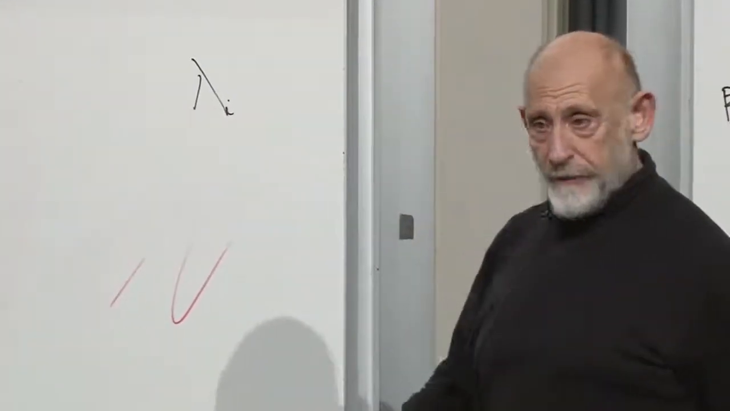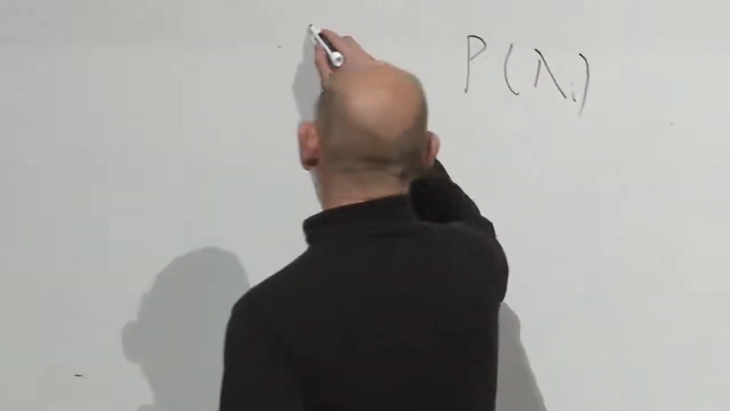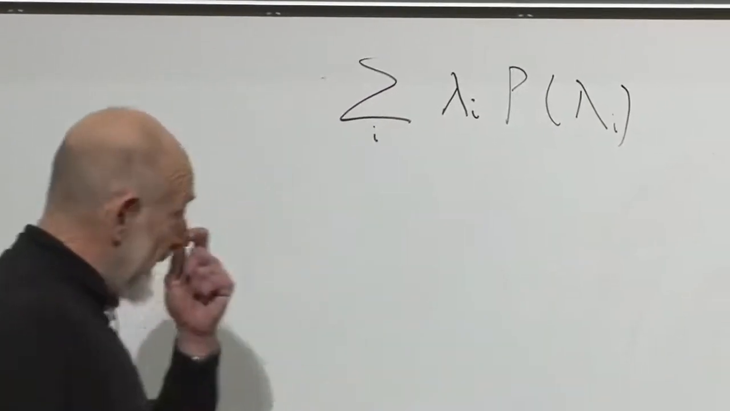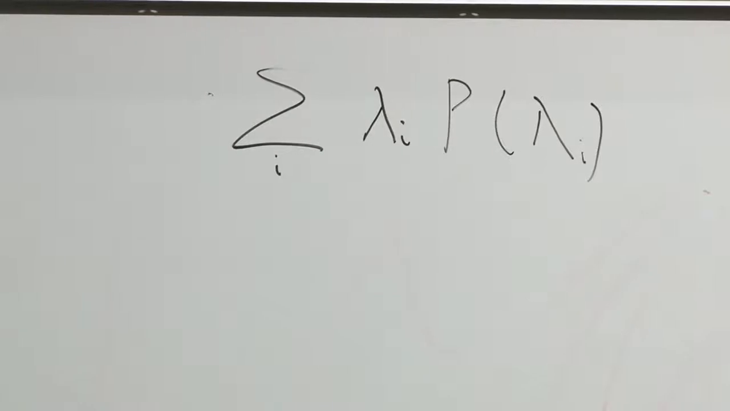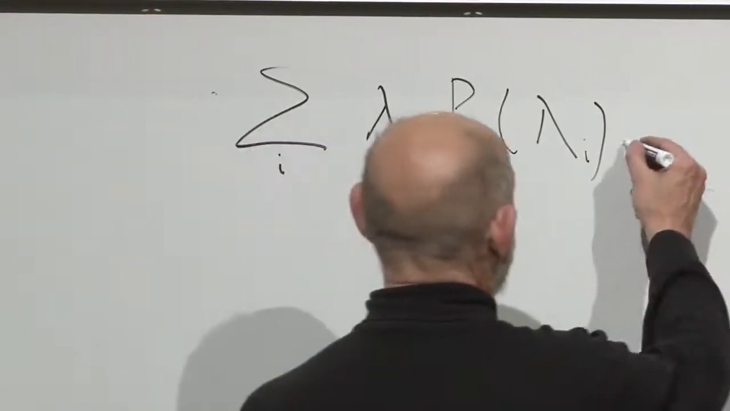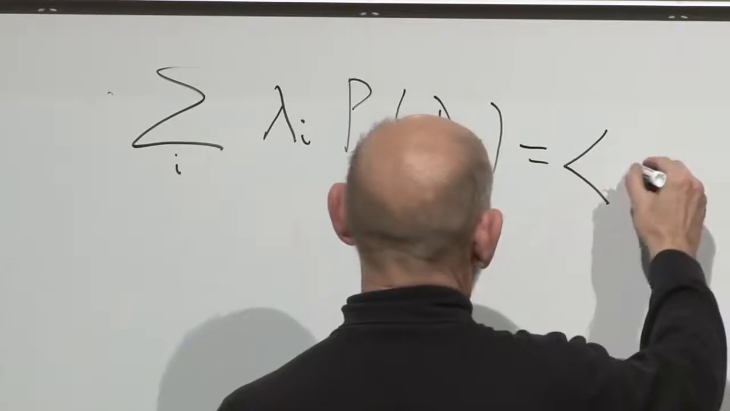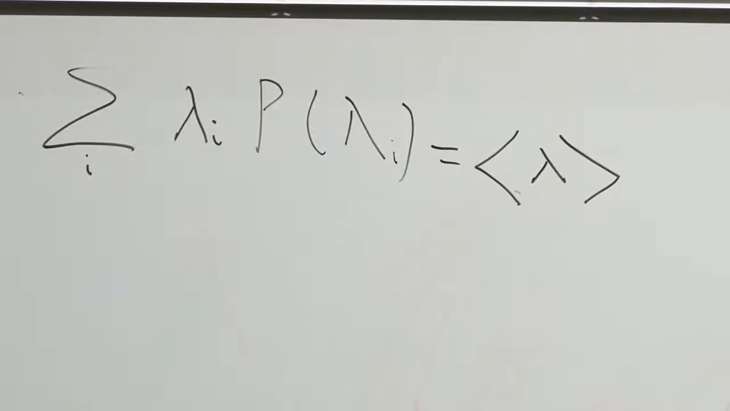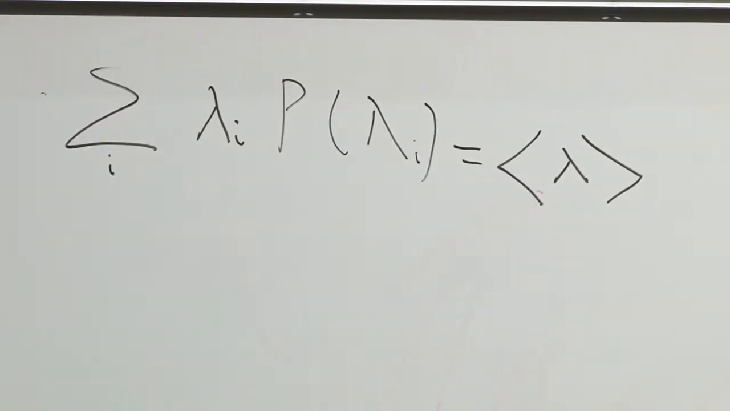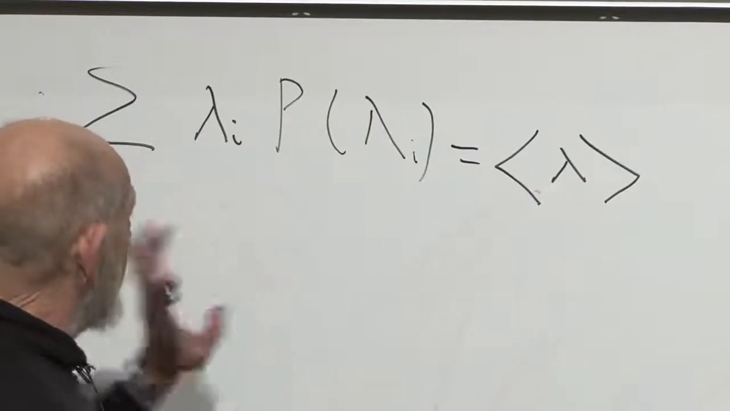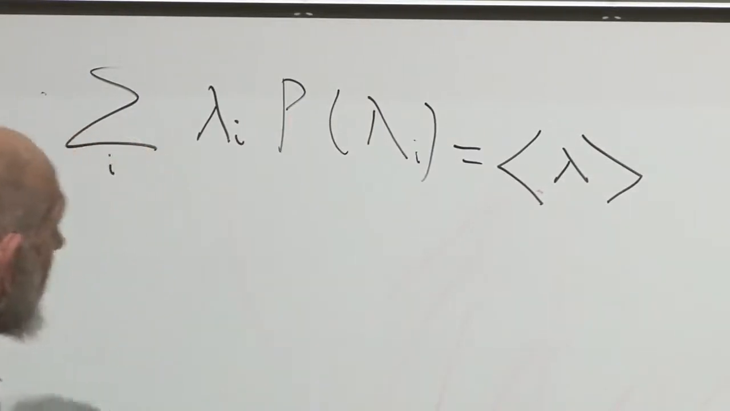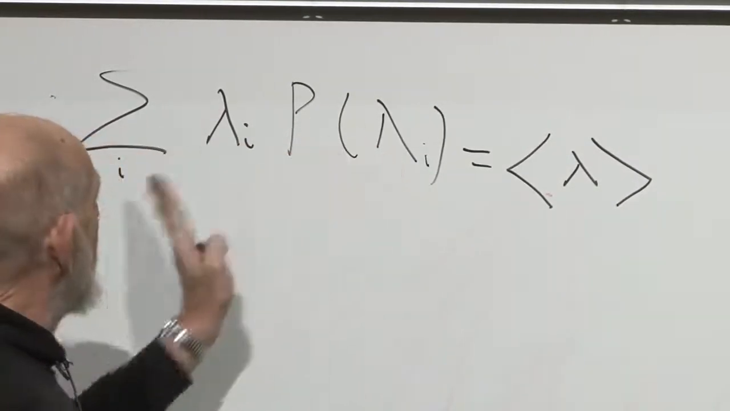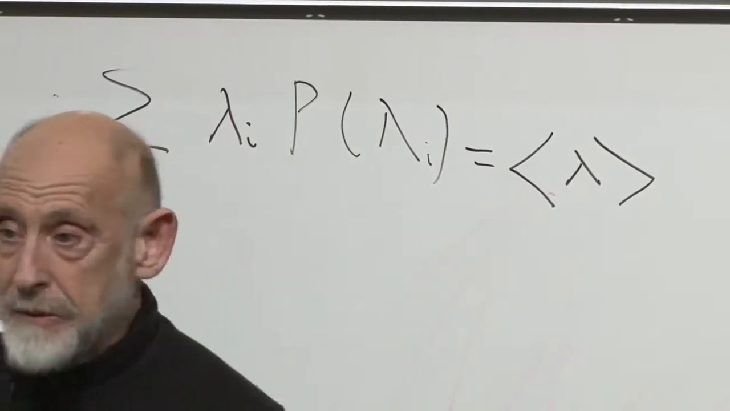Then the definition of the average is the sum over i of lambda i times the probability for lambda i. That's the definition of the average, and we'll represent the average by the bracket symbol. Why it's labeled by the bracket symbol we'll come to. But that's the standard probability theory definition of the average of a quantity: the quantity times the probability that the quantity takes on that particular value, summed over i.